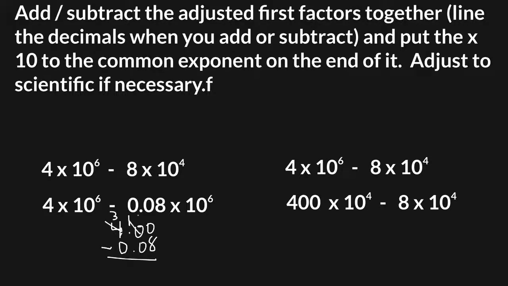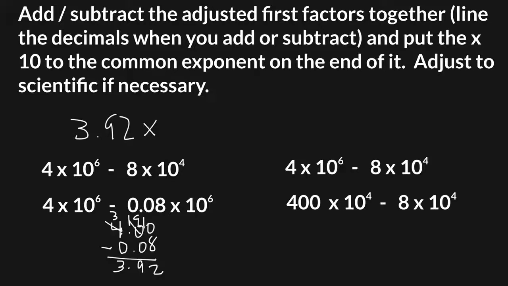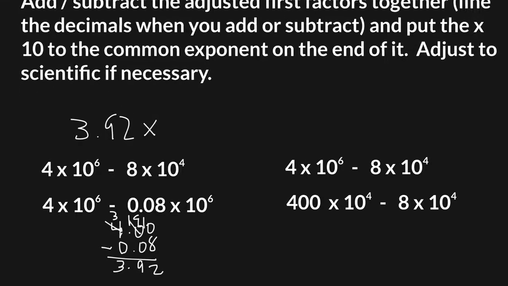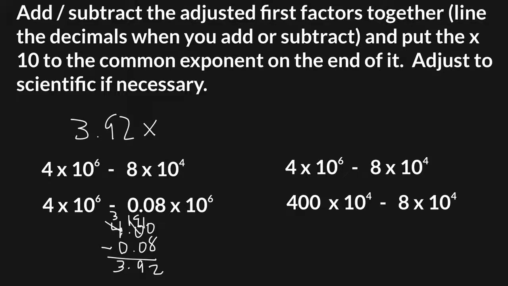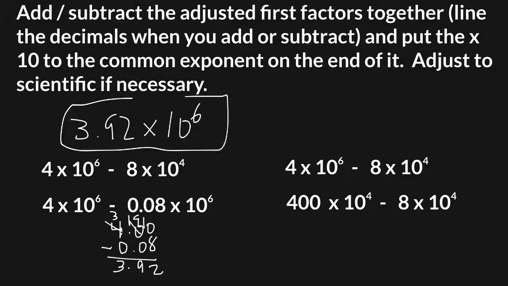Borrow as needed. 10 minus 8 is 2. 9, 3. Bring down the decimal. This is my first factor. So on this side, I'm getting 3.92. And this is where we would add the times 10 to the common exponent. So we're going to have a times, move to the left, times 10 to the common exponent of 6. And this one, we have reached the final answer.